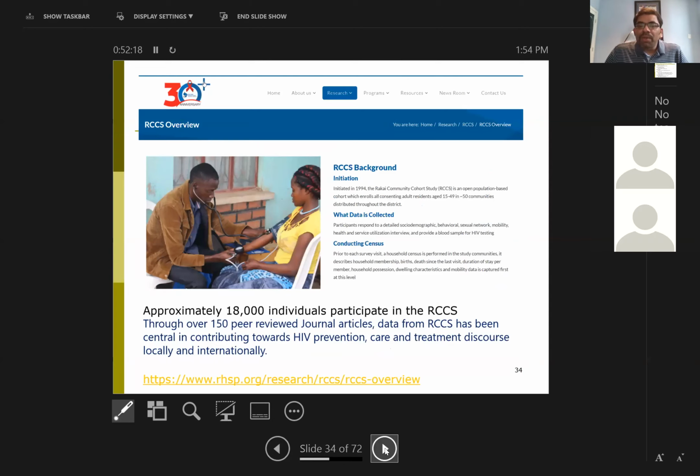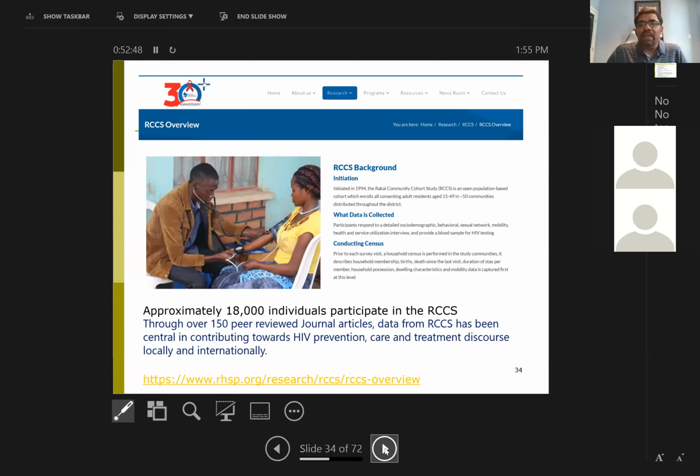In Africa, I wanted to give you an example. This is the famous Rakai community cohort study in Uganda. This was initiated in 1994, and it's an open population-based cohort. It enrolled all consenting adults between the ages of 15 to 49 in some 50 communities. And this has really produced great data on HIV, AIDS, and sexually transmitted infections.